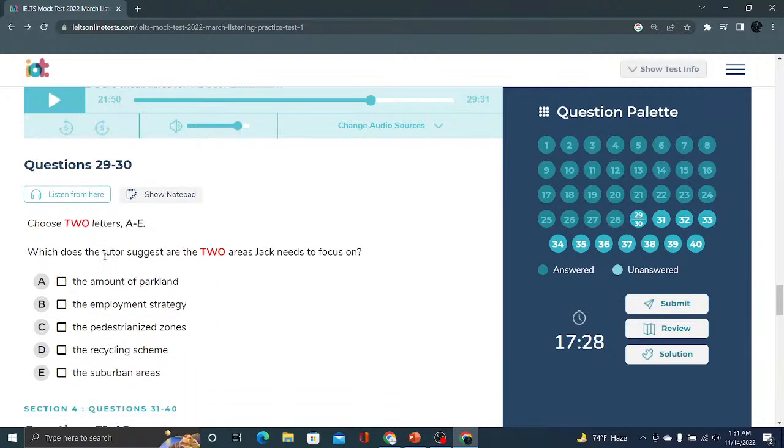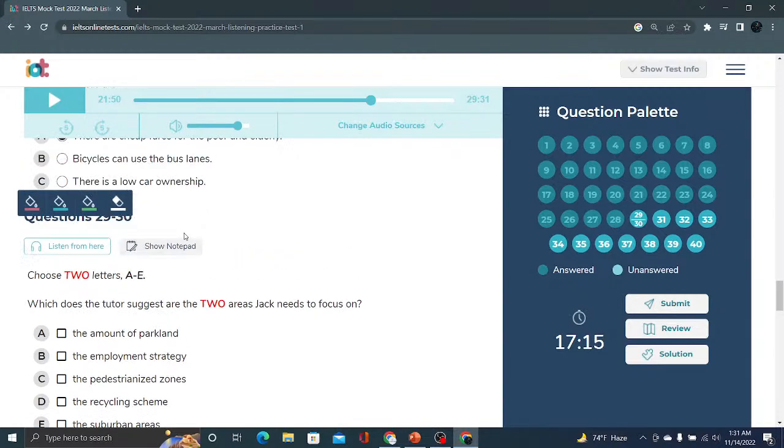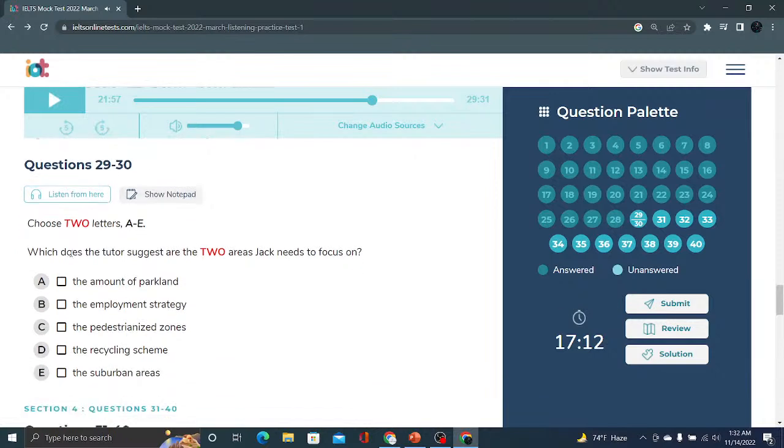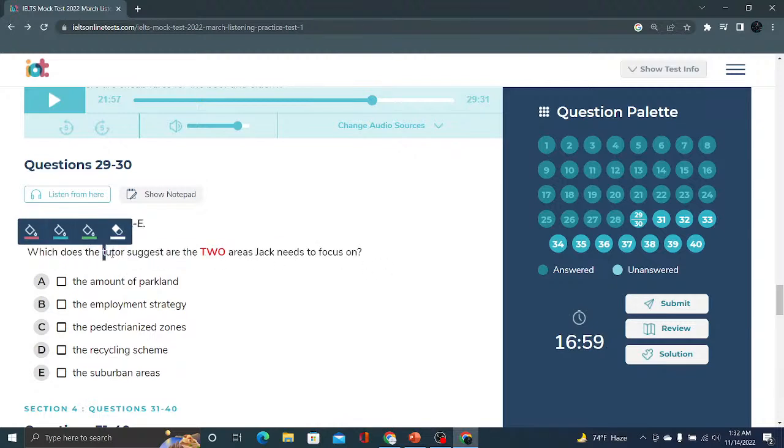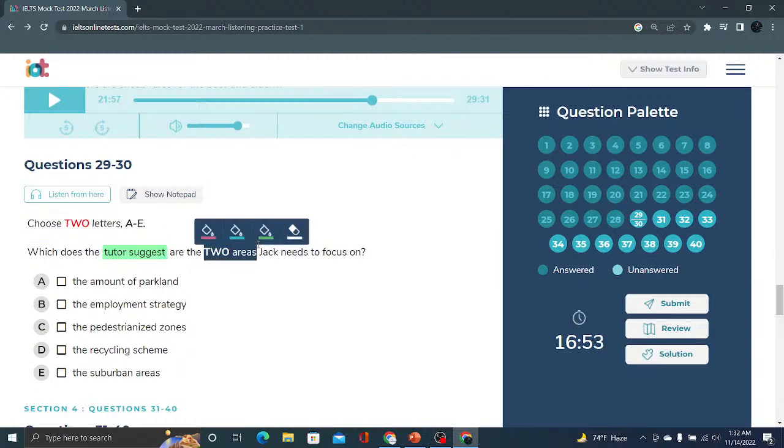Okay, now it's time to look for question number 29 and 30. Choose two letters A to E. Which does the tutor suggest are the two areas Jack needs to focus on?